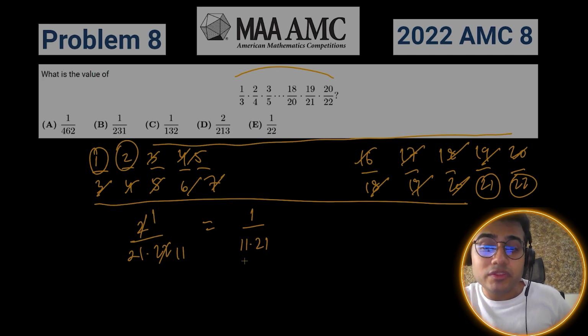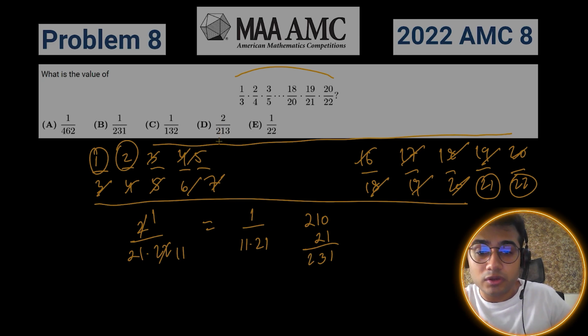Now, what would that be? An easy way to do that would be 21 times 10, which is 210, plus another factor of 21, which is going to be 1, 3, and 2. So 231. 1 over 231 is going to be the answer. So the answer is B.